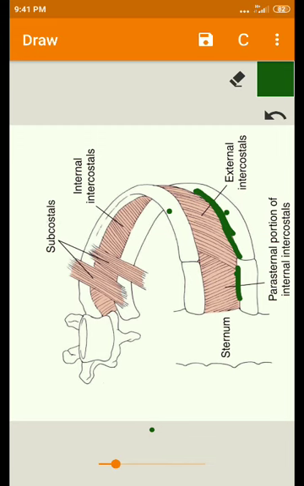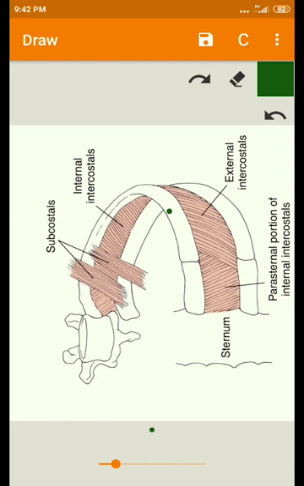lower margins of the first 11 ribs and the costal cartilages, and the upper margins of the ribs and cartilages below. So this one is the lower margin of the upper rib, and these are the upper margins of the lower ribs. Now we will see from where to where these muscles are getting attached and what their anatomic orientation is.